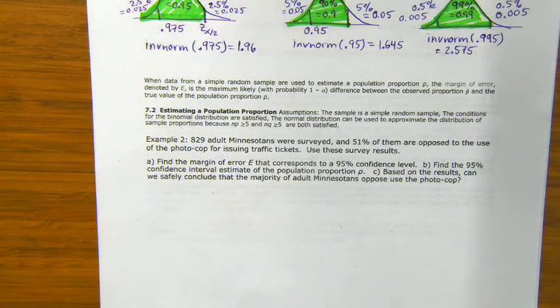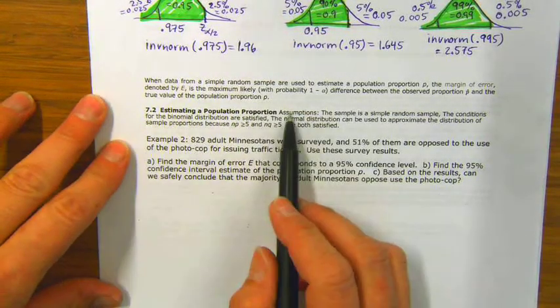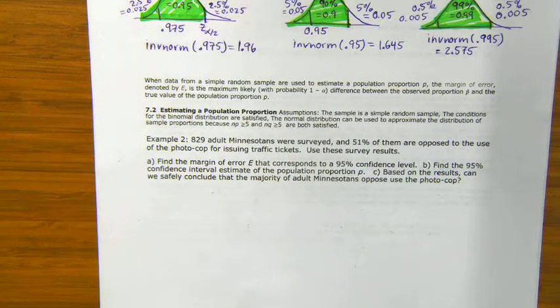Okay, so estimating a population proportion. Our assumption is that the sample is a simple random sample. That's the assumption for each one of these. The conditions for the binomial distribution are satisfied, meaning a fixed number of trials, 2 outcomes, success and failure, one trial independent from another, and then the probability of success stays the same.